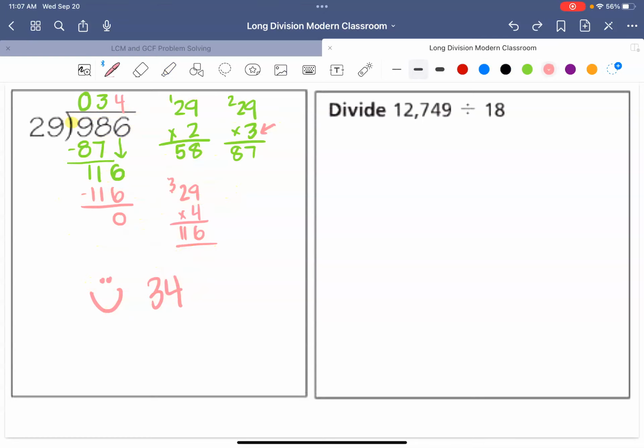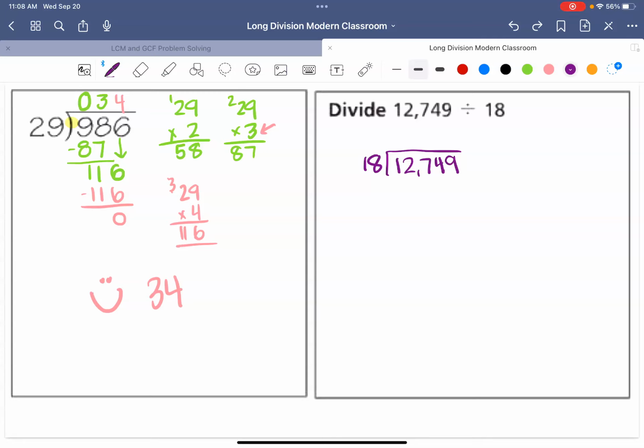Next problem is 12,749 divided by 18. Now, when it's written like this, the first number is what is being shared. So that is the number that goes inside. And 18 is like how many groups you're doing it for. So again, let's say 18 students, and I have this many cookies. That's a lot of cookies. Maybe Fruities. I don't know. I'm going to stick with cookies.